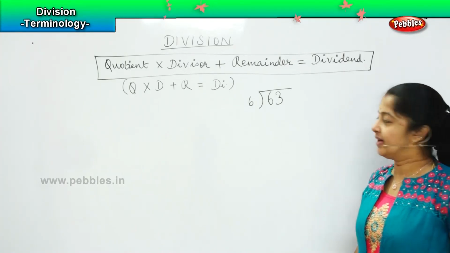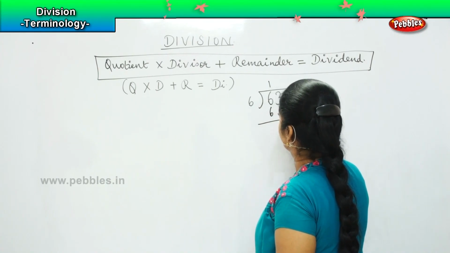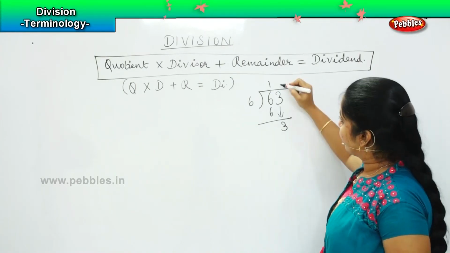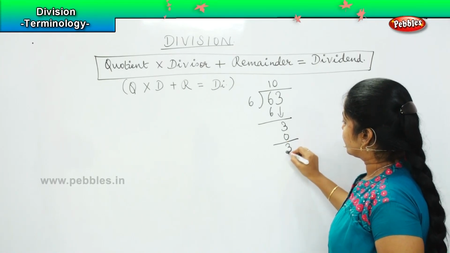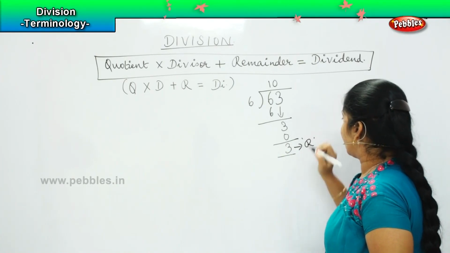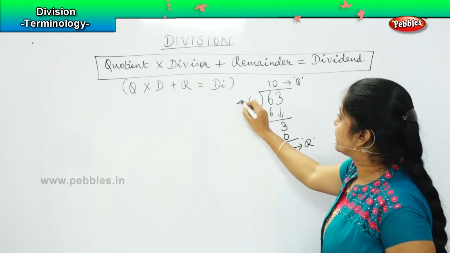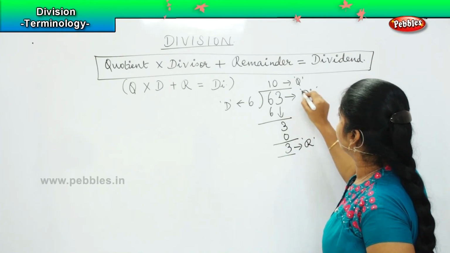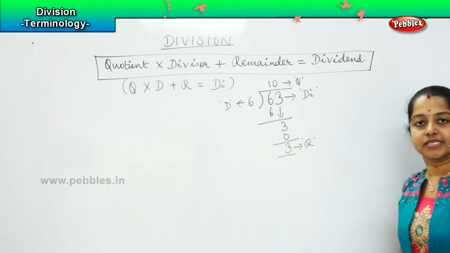Fine. So shall we solve it? Okay. So 6 into 1 is 6. Then this number comes down, 3. So is it possible to divide 3 by 6? No. So I will be writing it as 0. 0 into 6 is 0. So my balance is 3. Okay. Now I know that 3 is my remainder, 10 is my quotient, 6 is my divisor, and 63 is my dividend. Now I have to check whether the answer 10 is right or wrong.